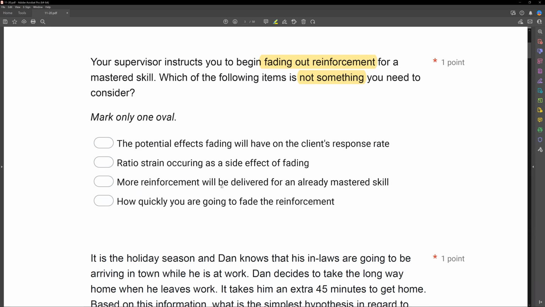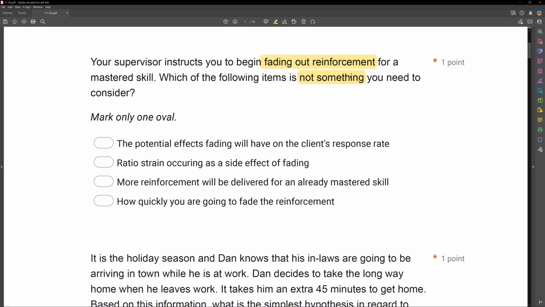C, more reinforcement will be delivered for an already mastered skill. If you're fading out reinforcement, is more reinforcement going to be delivered? Of course not, right? So C is just factually wrong. D, how quickly you're going to fade the reinforcement. Yeah, you have to consider that too. How quickly will the fading occur? So this is kind of a tricky question, okay? You have to really analyze what it's asking you.